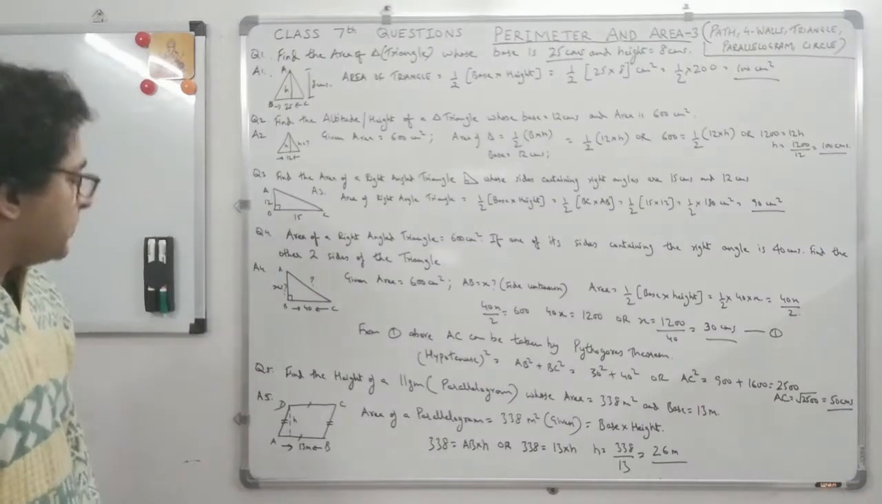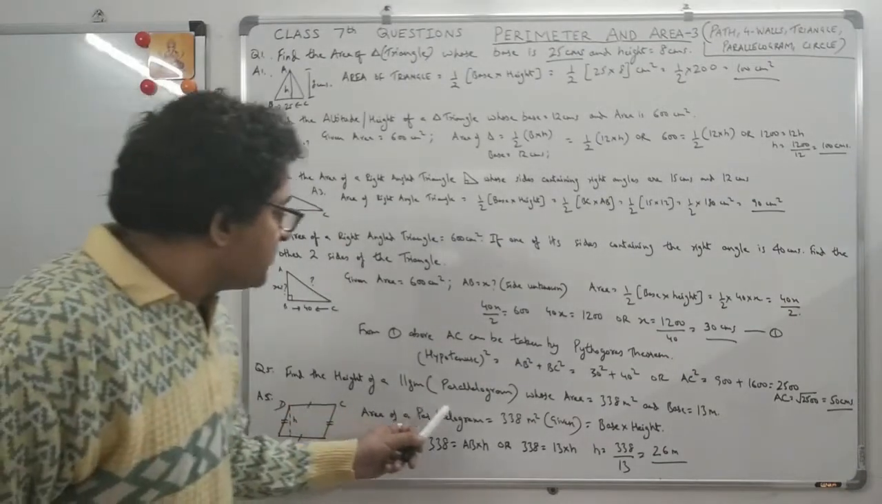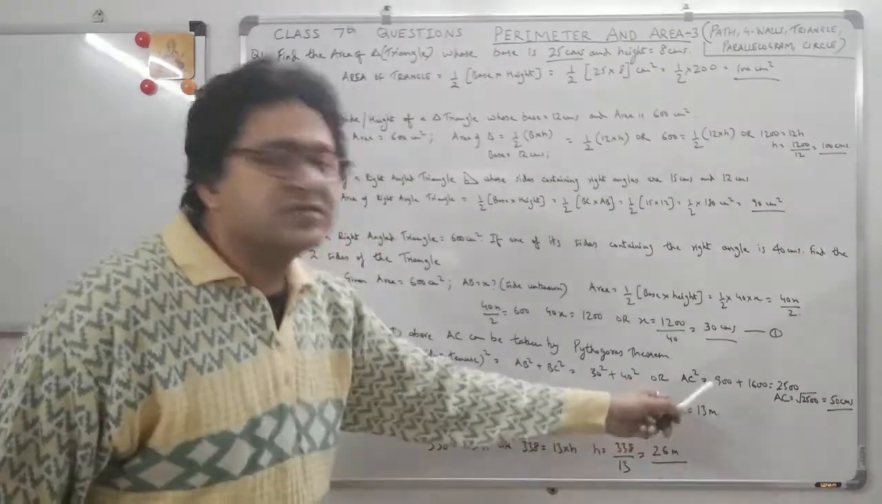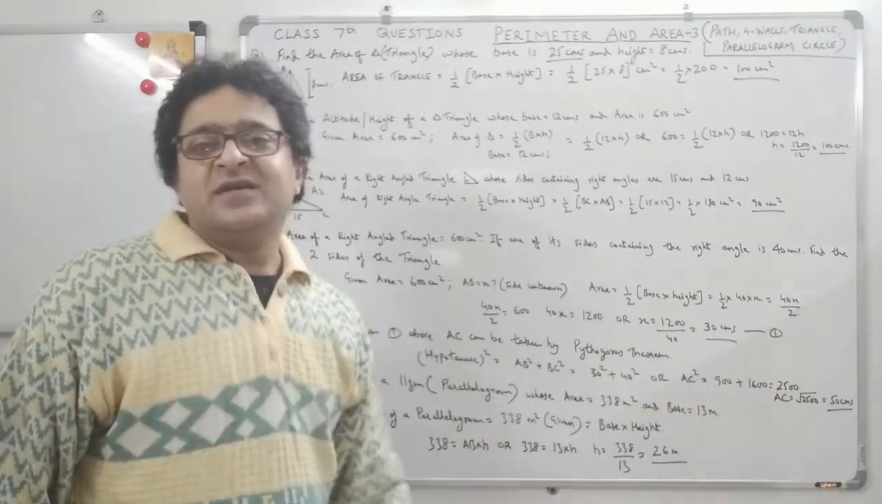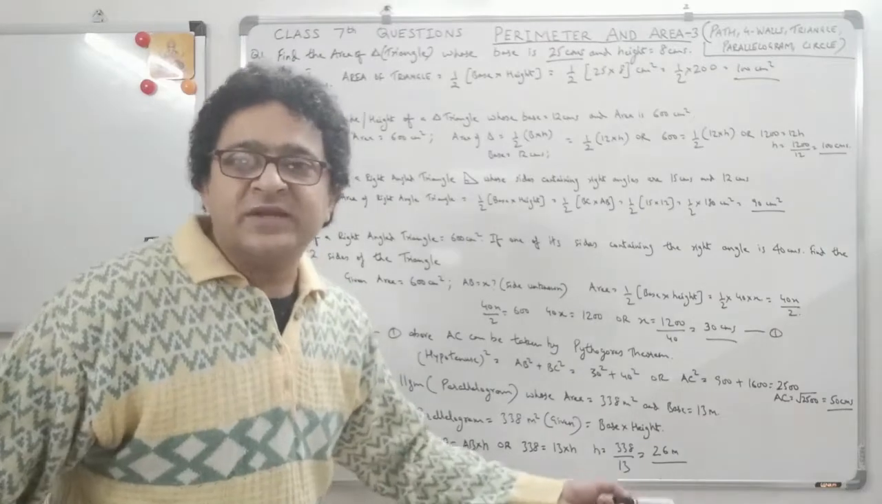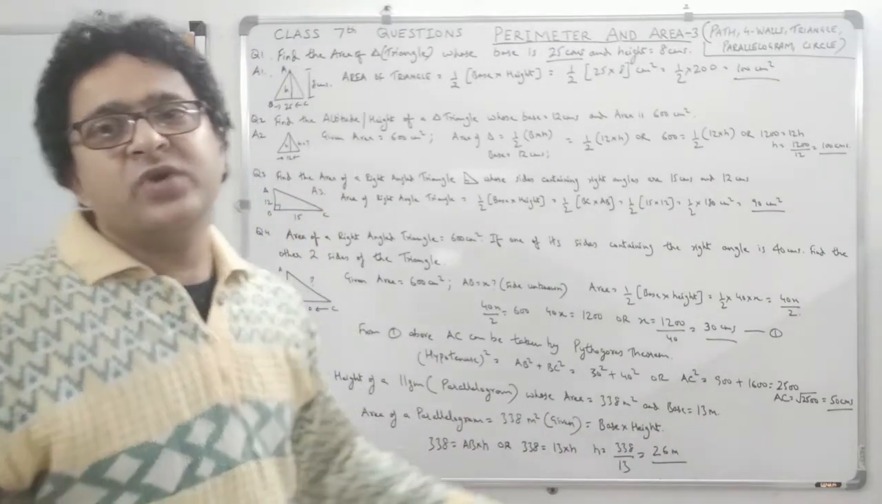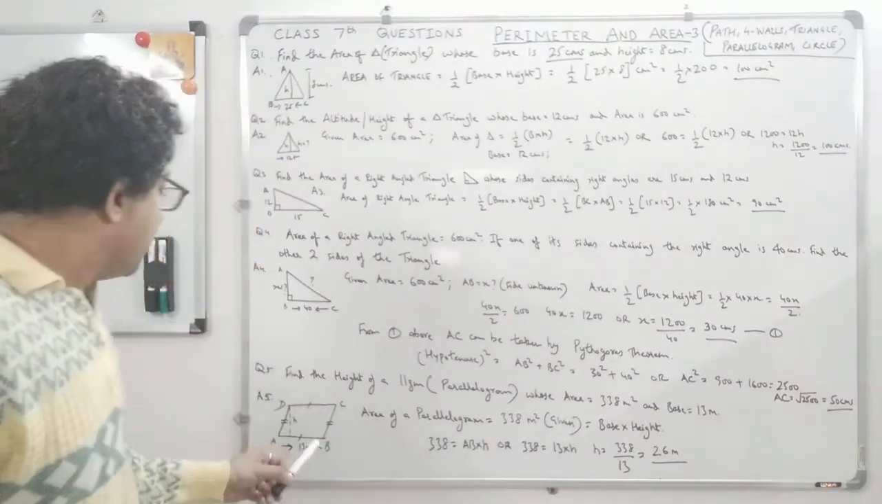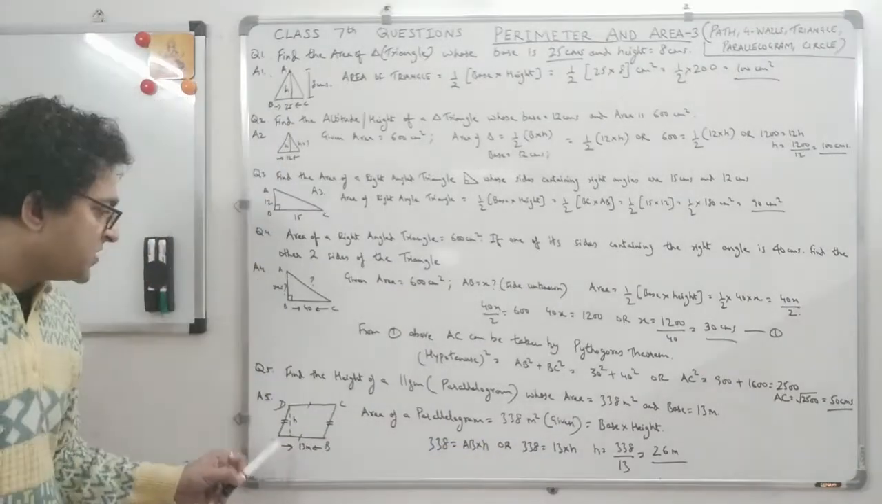Now another question here. Find the height of a parallelogram whose area is 338 meters square and base is 13 meters. Now this is centimeter, this is meters, right? Doesn't make a difference. It can be meters or centimeters, but the area will always be square meters or square centimeters, right? Now area is given. Area of a parallelogram. This is a parallelogram. See what is given here.